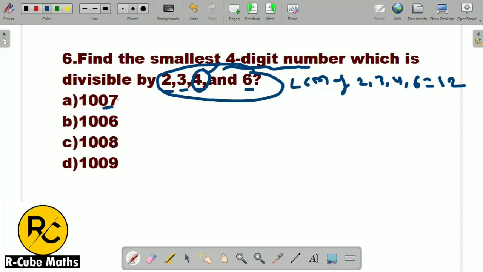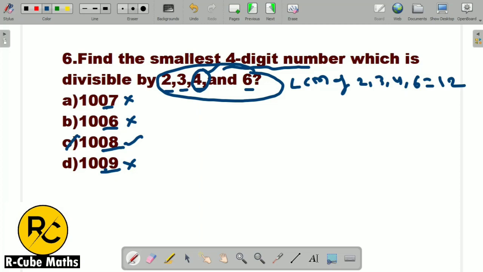So 07 is not divisible by 4. 06 is not divisible by 4. 08, meaning 8, is divisible by 4. 09 is not divisible by 4. So here option C is the right answer.